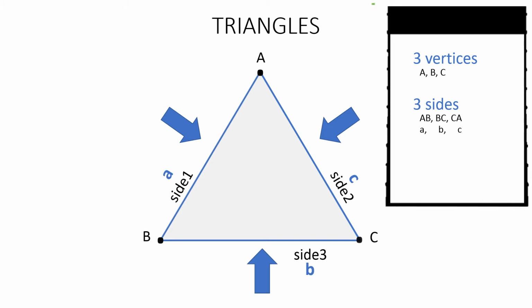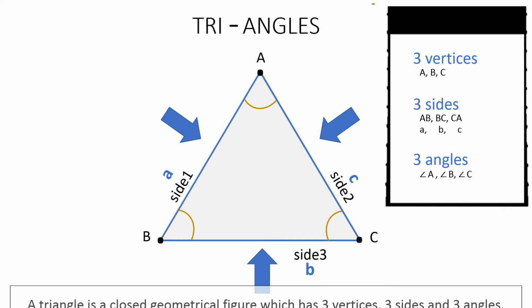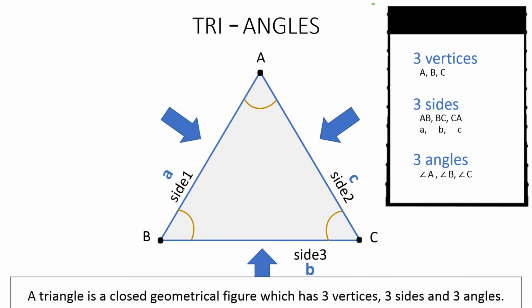So what does the word triangle mean? Tri means three and an angle is formed when two line segments meet, which means a triangle has three angles, angle A, angle B and angle C. It is also called interior angles of a triangle. So what is a triangle? A triangle is a closed geometrical figure which has three vertices, three sides and three angles.